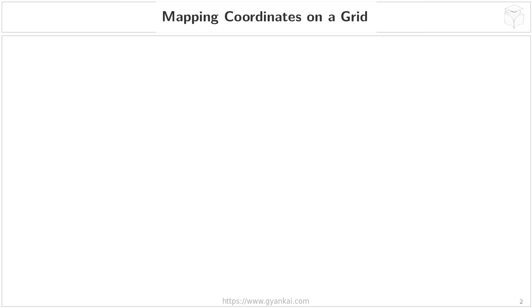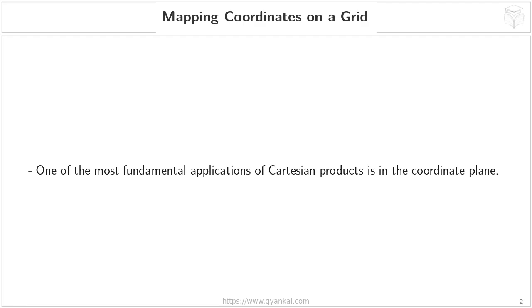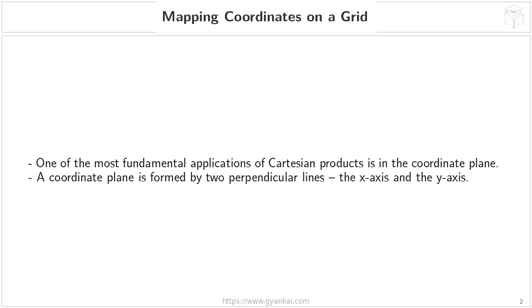Mapping coordinates on a grid. So let's move on to a really important application of Cartesian products. As we discussed in the previous slides, Cartesian products are about combining elements from different sets. Now, we're going to see how this idea shows up in something you've probably already encountered: the coordinate plane. This slide title is Mapping Coordinates on a Grid, and that's exactly what we'll be doing.